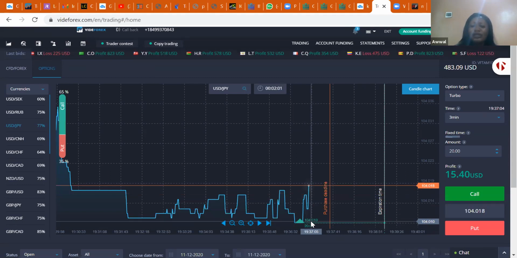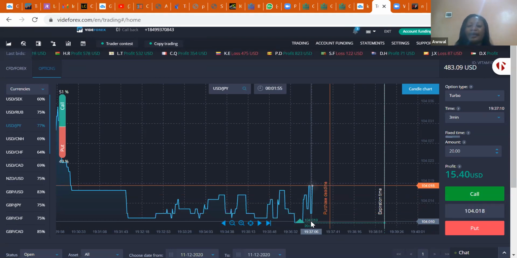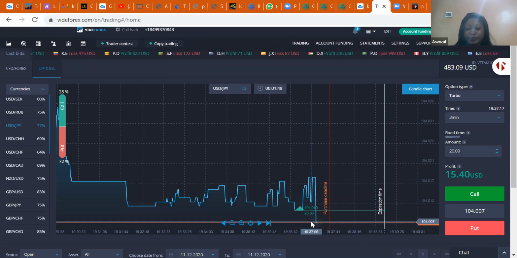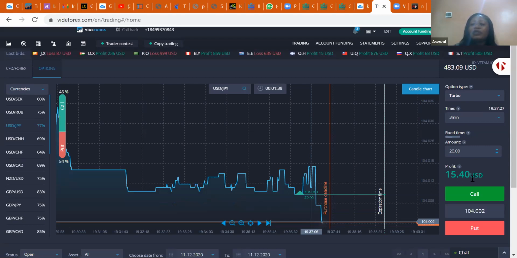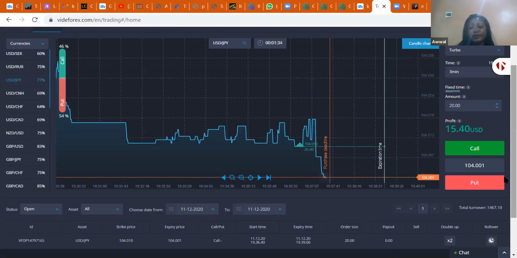And what I want in this instance is I want price to close above my entry price. Remember, why are you buying? The reason why you're buying is because price is low and you are expecting it to appreciate. So for a buy in binary, you want price to close above your entry price.